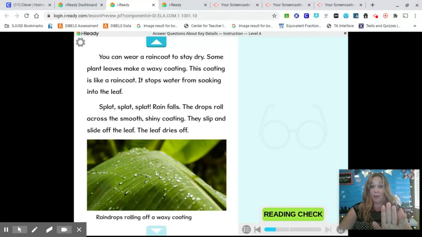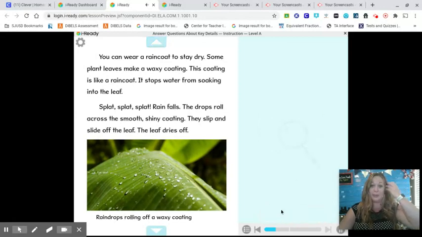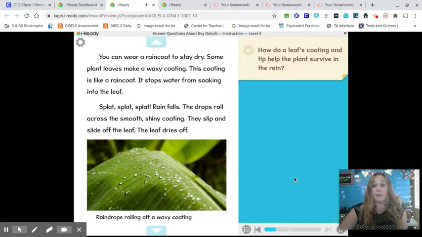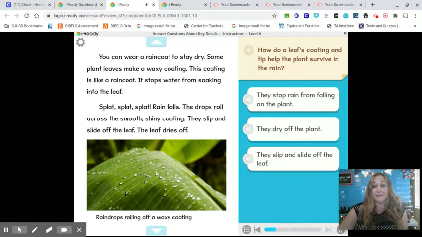Let's stop. We always want to stop and monitor our reading and think about our reading as we go through. How do a leaf's coating and tip help the plant survive in the rain? Okay, so let's look at our choices. They stop rain from falling on the plant. They dry off the plant. They slip and slide off the leaf.